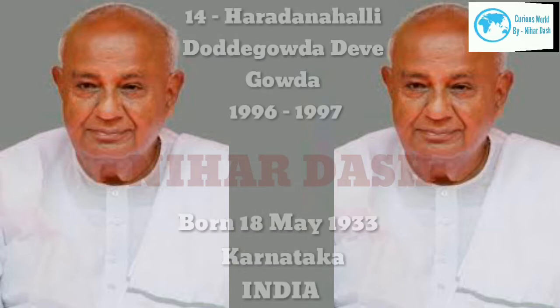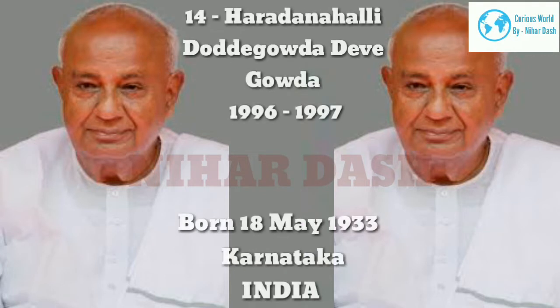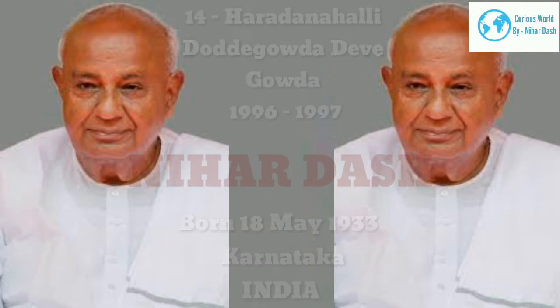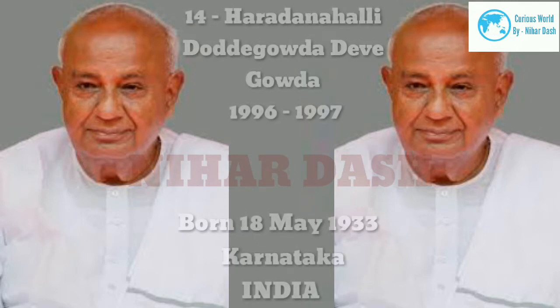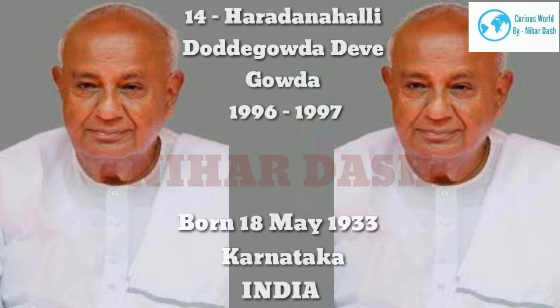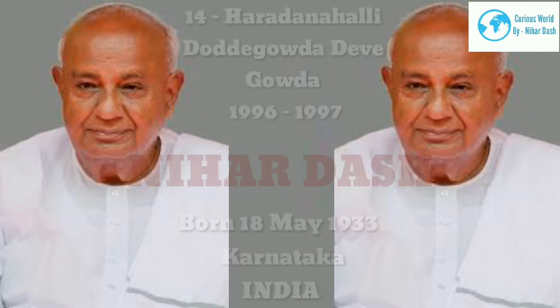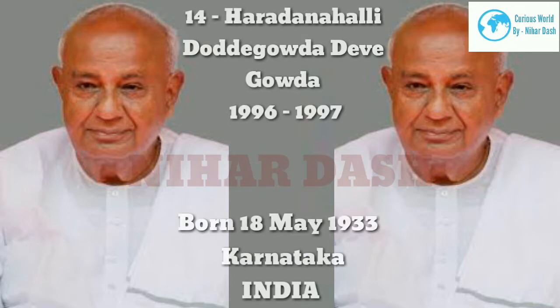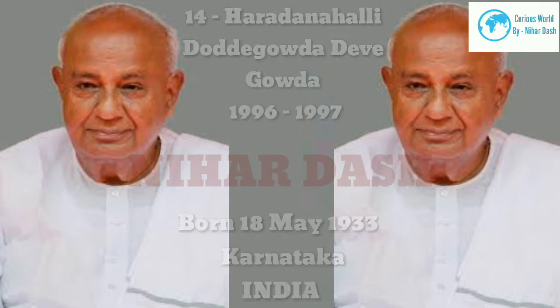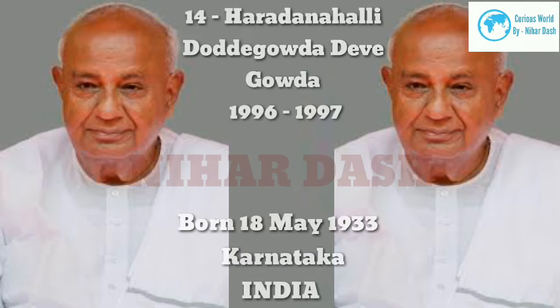14. H. D. Deve Gowda, born the 18th of May 1933, is an Indian politician from the state of Karnataka. He served as the 11th Prime Minister of India from the 1st of June 1996 to the 21st of April 1997. He was previously the 14th Chief Minister of Karnataka from 1994 to 1996. He presently is a Member of Parliament in the Rajya Sabha representing Karnataka. He is the National President of the Janata Dal (Secular) party.